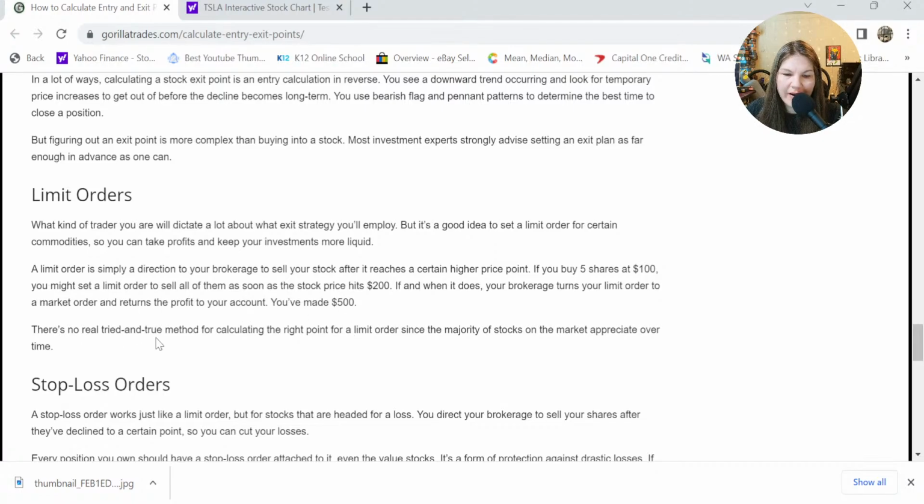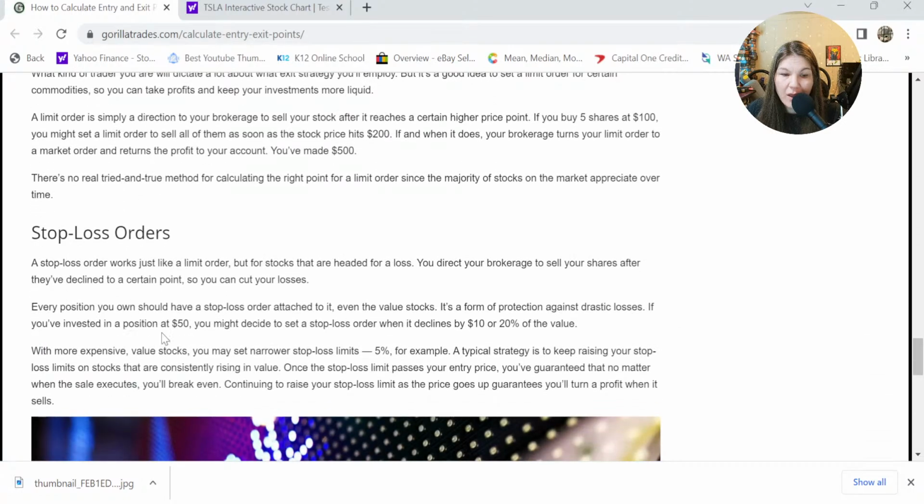There's no real tried and true method for calculating the right point for a limit order, since the majority of stocks on the market appreciate over time. A stop loss order works just like a limit order, but for stocks that are headed for a loss. You direct your brokerage to sell your shares after they've declined to a certain point, so you can cut your losses. Every position you own should have a stop loss order attached to it, even the value stocks. It's a form of protection against drastic losses.